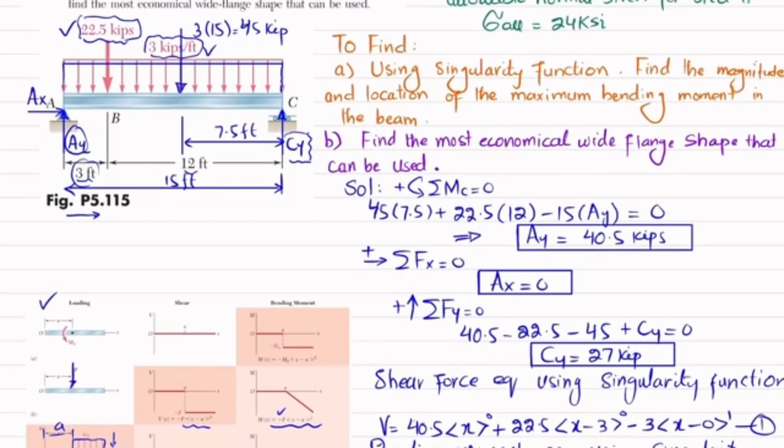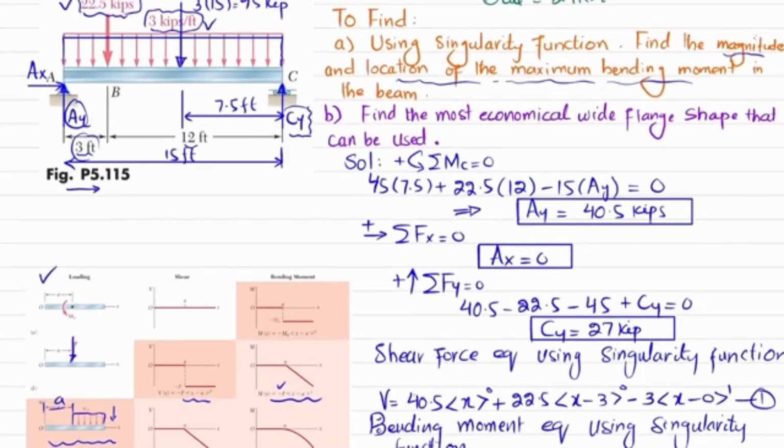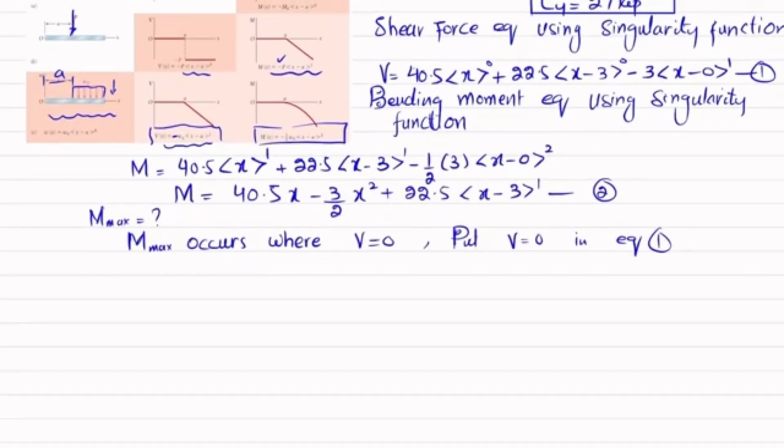Now in our first part, we have been asked to find the magnitude and location of the maximum bending moment. We know that the maximum bending moment occurs where shear force is equal to 0. So what we will do is put V equal to 0 in equation 1. We see that this is a 3 feet distance from point A to B, clear? So for X greater than 3 feet and less than 15 feet, there is a point where the shear force will be equal to 0. Let this point be xd, which is greater than 3 feet and less than 15 feet.